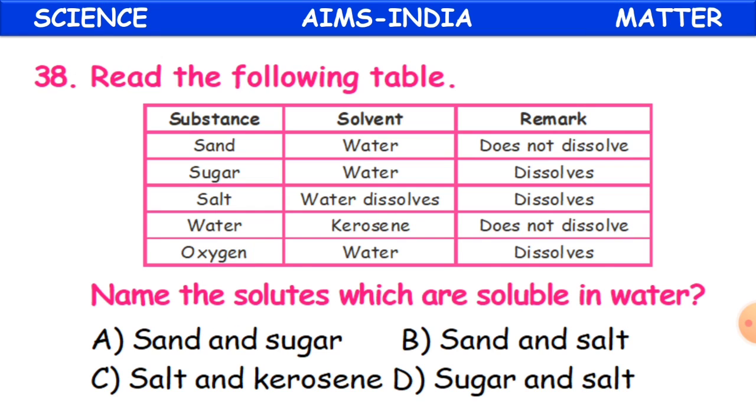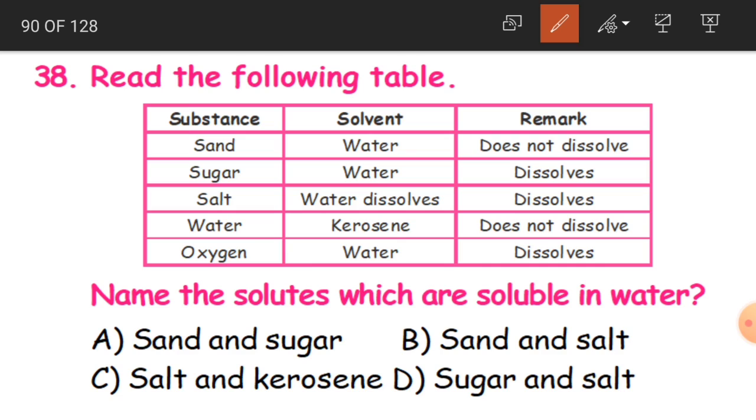38th question. Read the following table. So here you have a table, children. You have substance, solvent. Solvent means the substance in which it is going to be dissolved. And the remark, whether it is going to dissolve or not dissolve. That is the remark here.